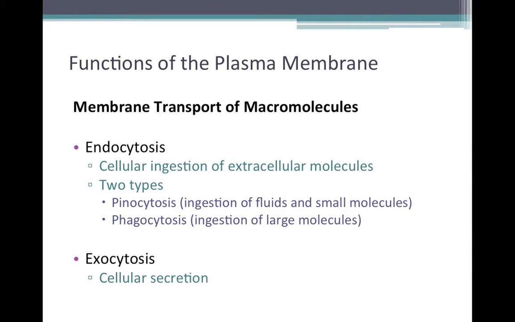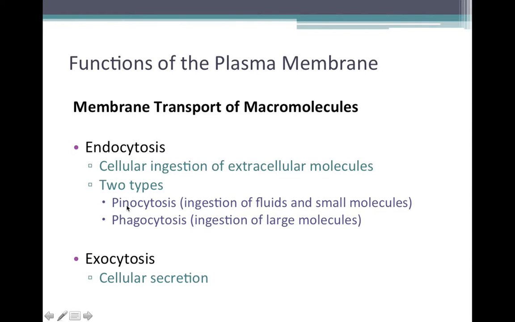Now, what's also important for a cell to undergo are different types of transport. Membrane transport for larger molecules is going to require the use of vesicles. And so there's two main processes here for transport of large or macromolecules. We have endocytosis and exocytosis. Endocytosis is a process of taking molecules into the cell by using a vesicle.